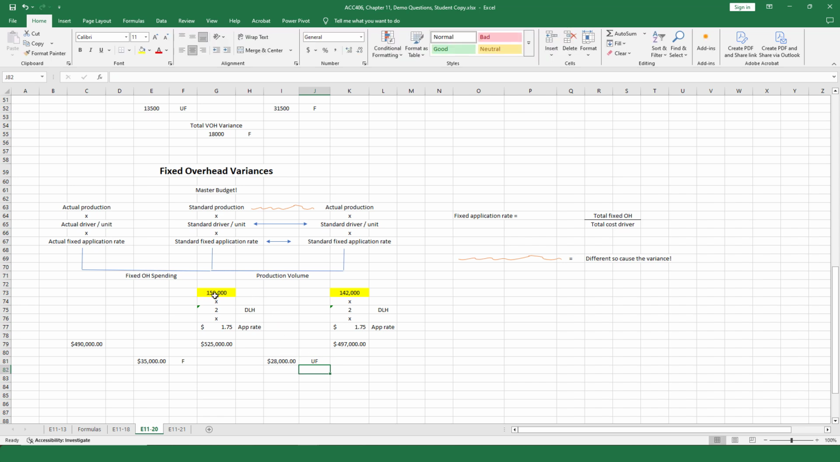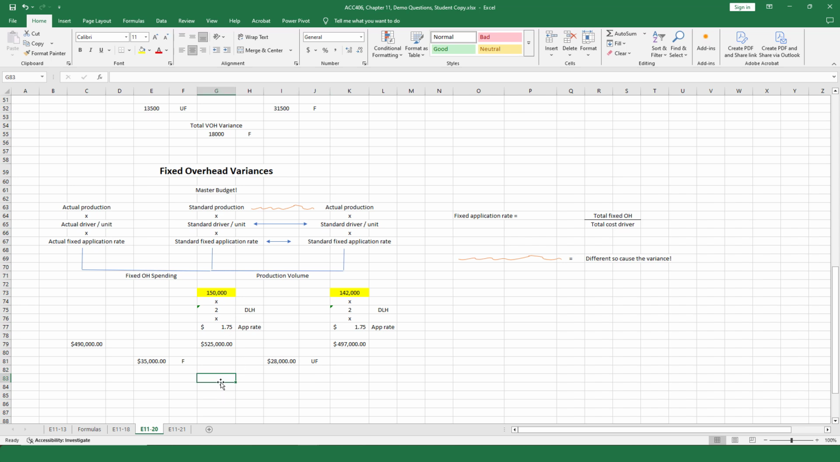So remember, this has to be looked at carefully when you're talking about the production volume. Production volume should be at the master budget point. If it's below, we did not utilize our assets appropriately. If it's above, we overutilized our assets. Oh my goodness, that's awesome.